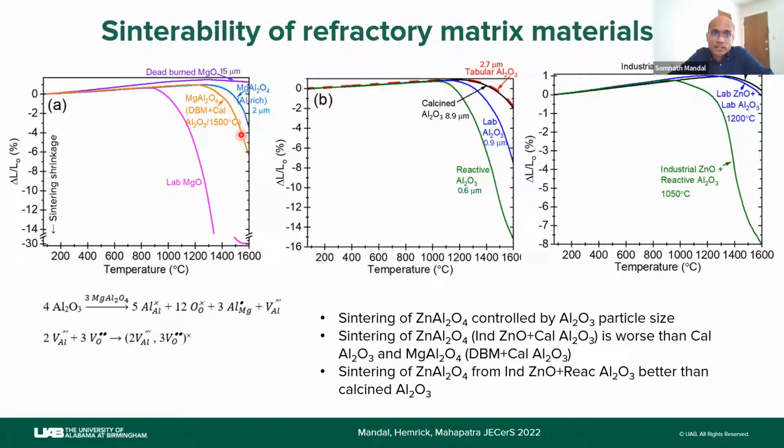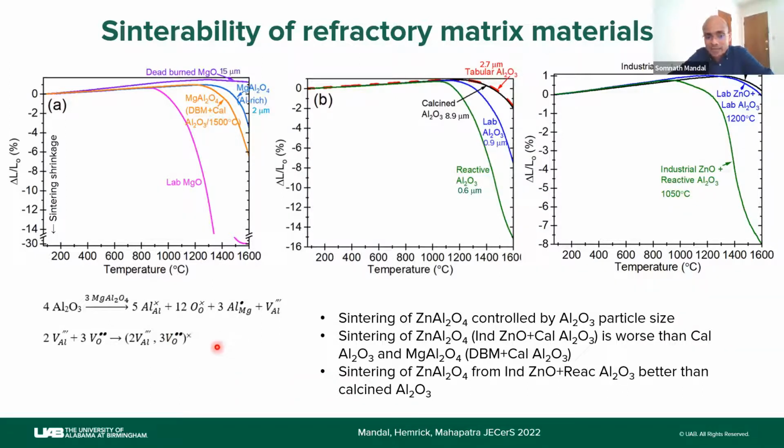On top of that, you see that the spinel shrinks faster, it has better sintering, and the stoichiometric spinel has better sintering than alumina-rich spinel, which is linked to their defect chemistry. When you have alumina-rich spinel, it forms cation vacancies, aluminum vacancies, and aluminum vacancies actually trap these mobile oxygen vacancies and form these defect clusters.